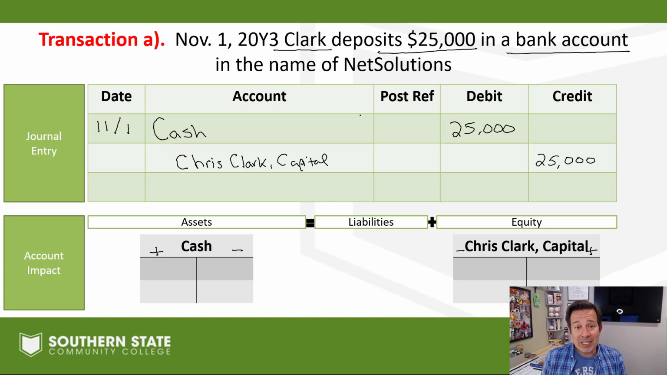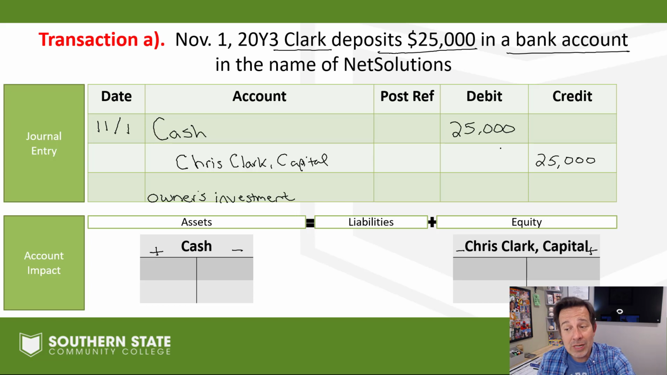I can use a blank line at the bottom to write a description of the transaction. You'll get to the point where you can look at a transaction and know what happened without a description for it. But for now, we'll go ahead and put in a little description here. Owner's investment. That's what happened. Owner invested into the company. I didn't put any numbers next to that. That's just a description. So that's a pretty good looking journal entry right there.